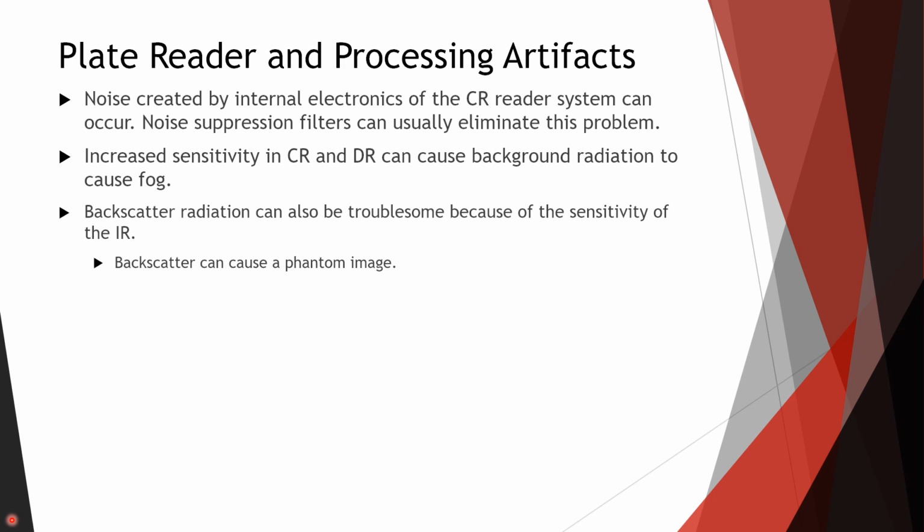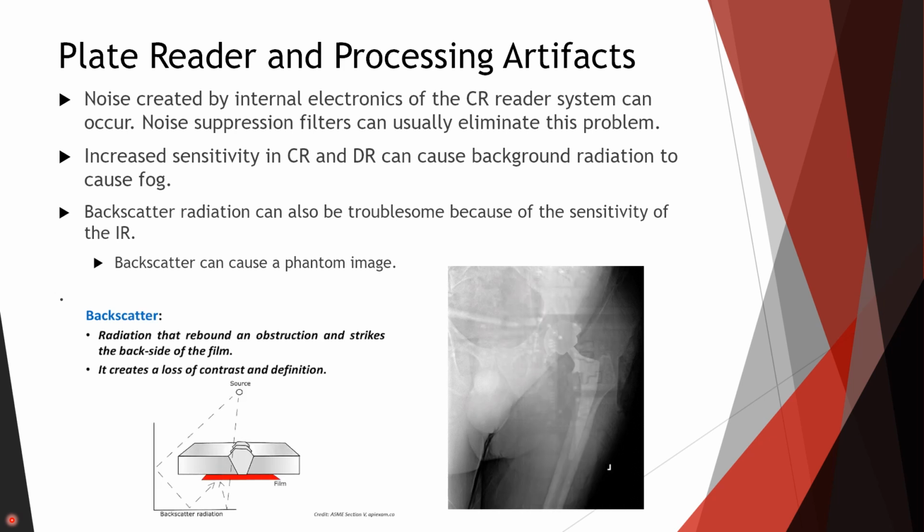Backscatter radiation can also be troublesome because of the sensitivity of the IR. Backscatter can cause a phantom image. And this is an example of the phantom image and what backscatter is. So backscatter is where off-focus radiation is hitting a source, and this could have been scattered in the patient too, right? And it comes over here, it still has enough energy to hit the back of the film. So off an obstacle and strikes the back side of the film, it creates a loss of contrast and definition.